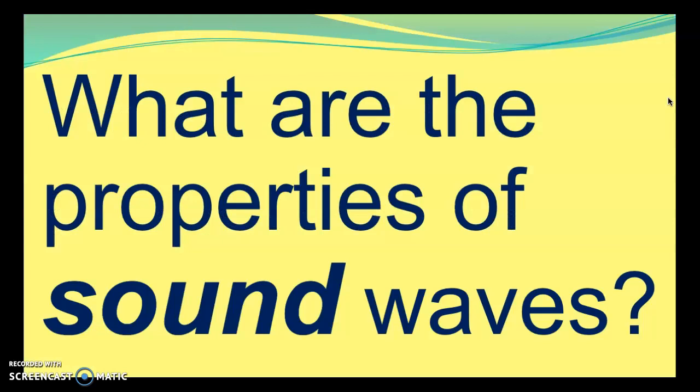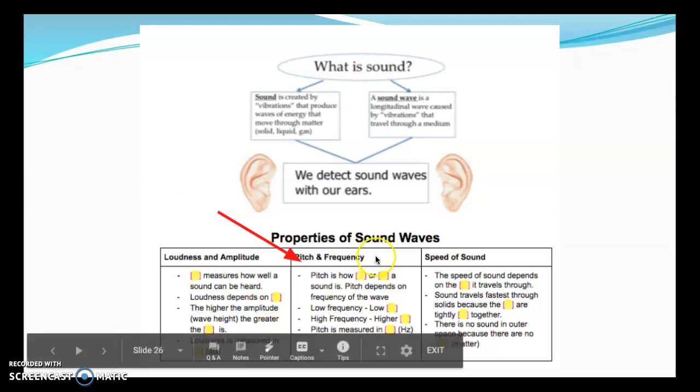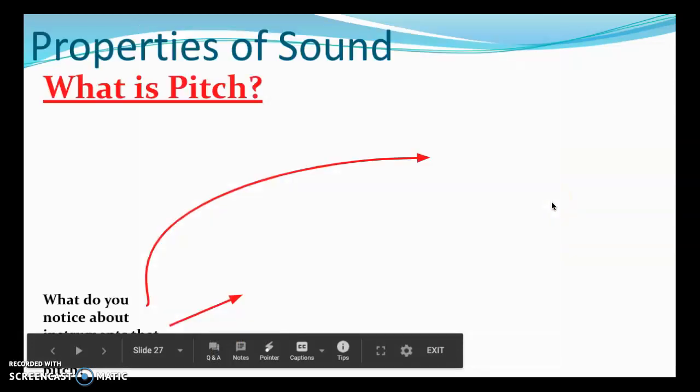So what are the properties of a sound wave? In your guided notes right now, you're going to be working on the pitch and frequency column. We're going to be jumping back and forth. We're going to start with pitch and frequency, and then we'll go to loudness and amplitude, and then speed of sound. So spoiler alert, pitch and frequency are the same thing.